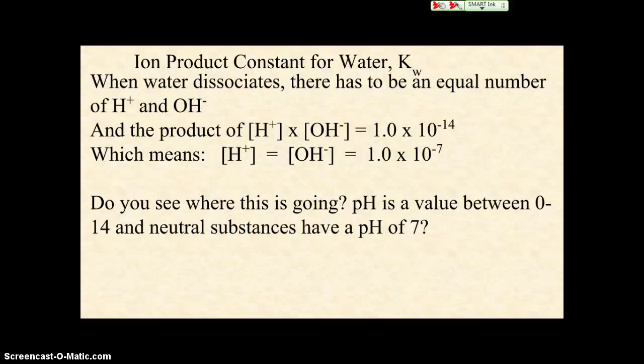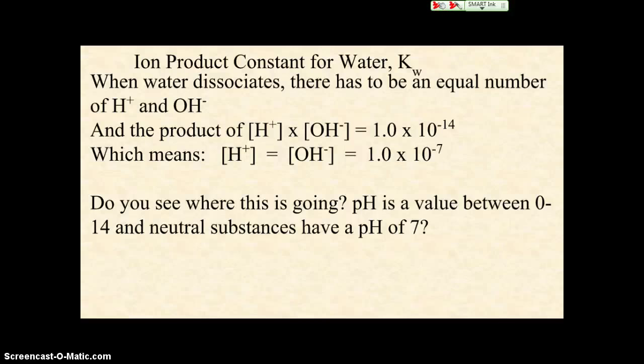Another thing we can find from this value of 1 times 10 to the minus 14th is that it lets us know how much H plus and OH minus we have in water or a neutral solution, because H plus times OH minus has to equal 1 times 10 to the minus 14th. We know that we get 1 hydrogen ion for every hydroxide ion because water is really HOH. So we could just divide the 1 times 10 to the minus 14th in half, and half should be H plus and half should be OH minus.